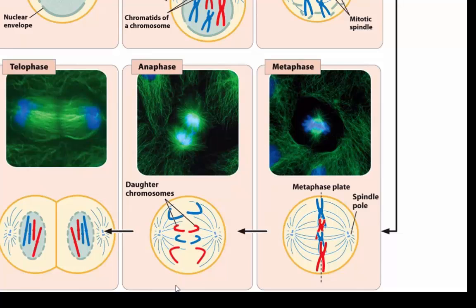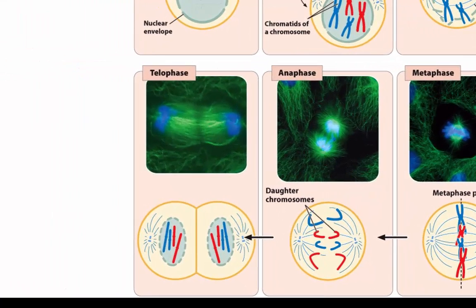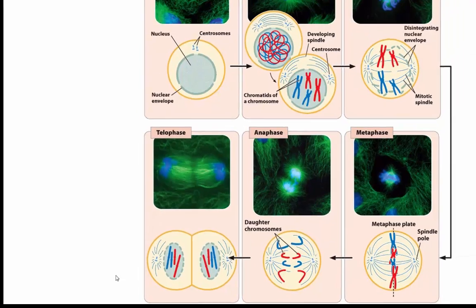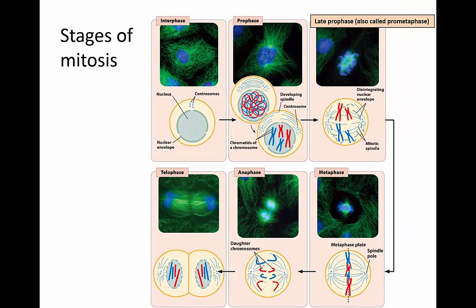In anaphase, the connection between those two sister chromatids breaks down, and the sisters release from each other and begin to get pulled toward separate poles of the cell. Finally, in telophase, the chromosomes reach the poles and the nuclear envelope begins to reform. The DNA will then decondense, and at the very end of mitosis, cytokinesis will occur.